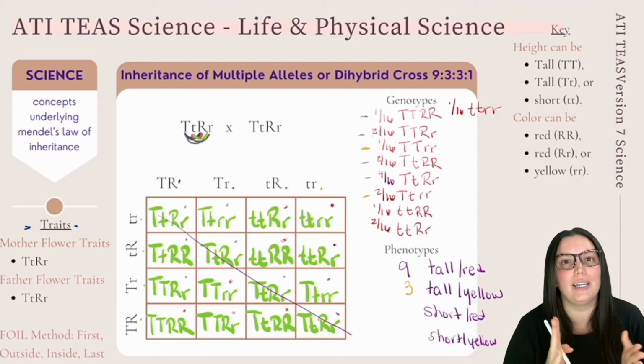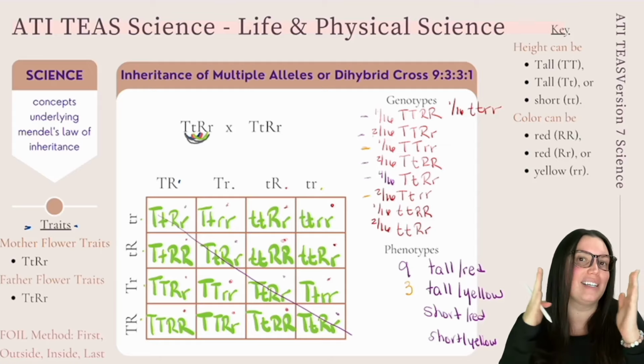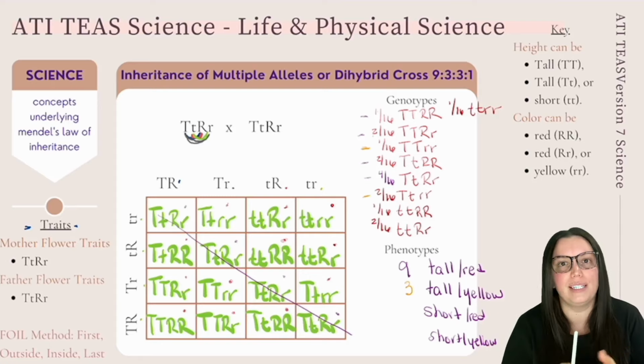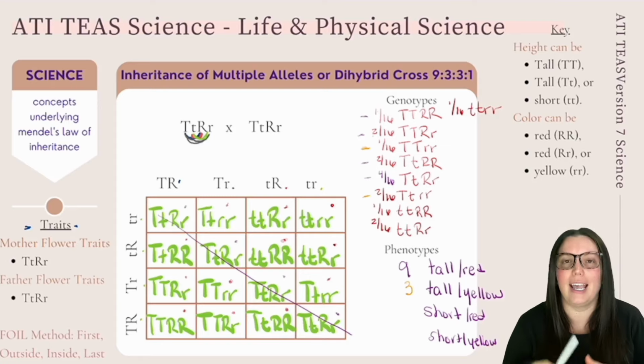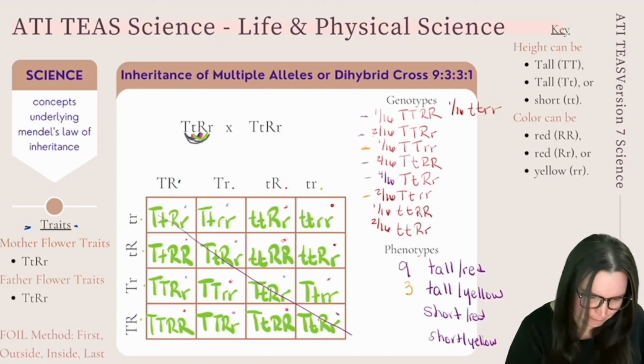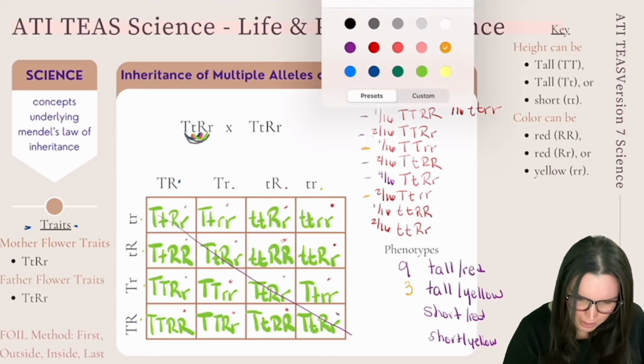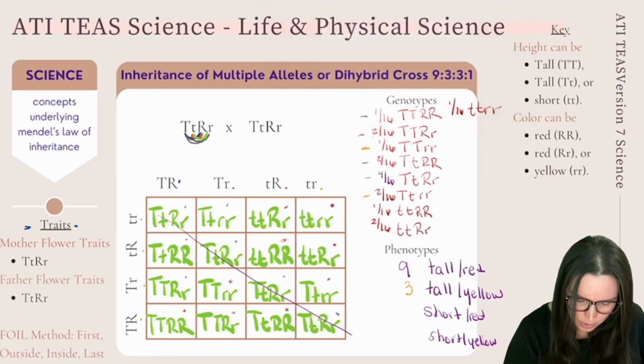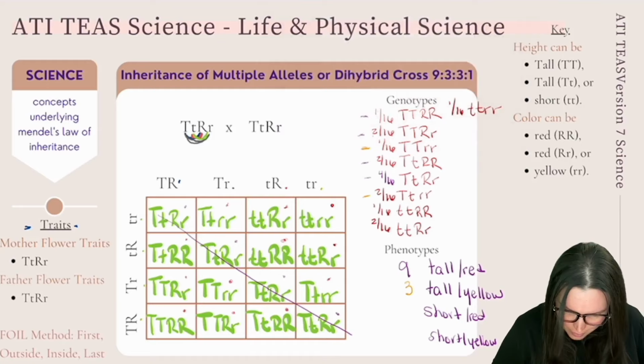Next, we have short and red. So as we know, in order for it to be considered short, both T's have to be lowercase. And with the color, one of the R's has to at least be dominant. It has to have that uppercase R. So changing my color so we can take a closer look. Here we go, we have a little t with a big R, right? Little t, big R.